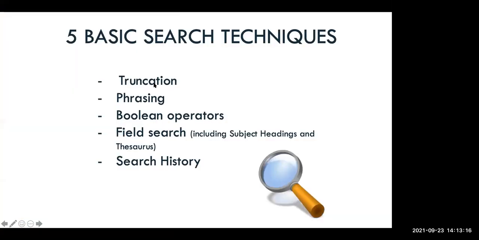So now we have looked at truncation, phrasing, and Boolean operators. And the next two things we need to look at are field search and search history to make a good search.